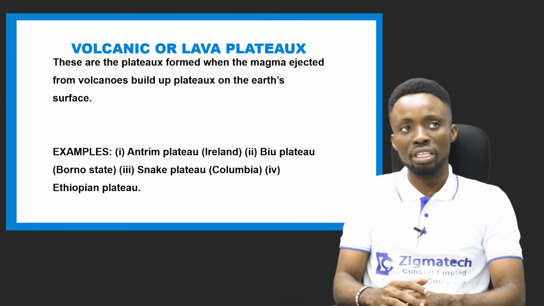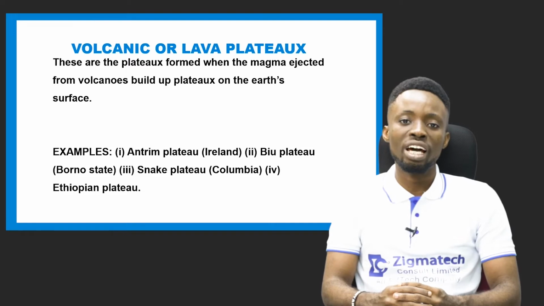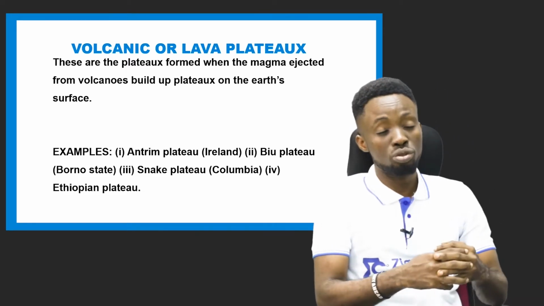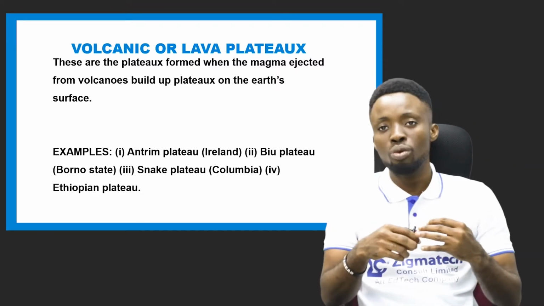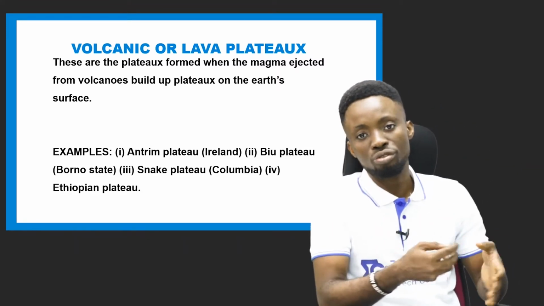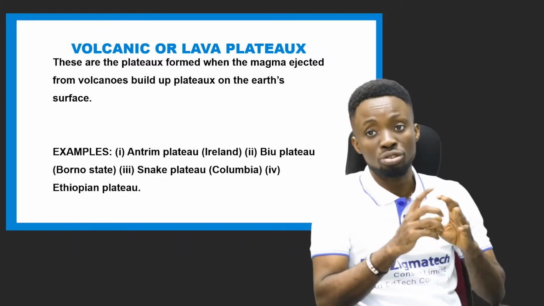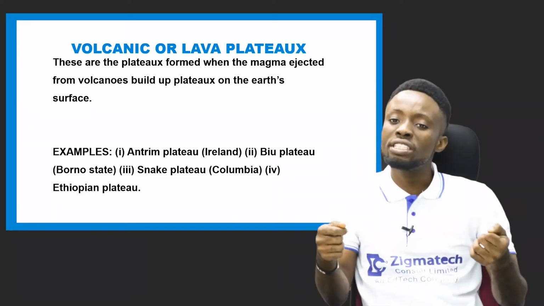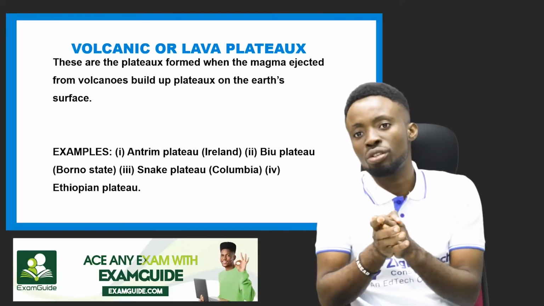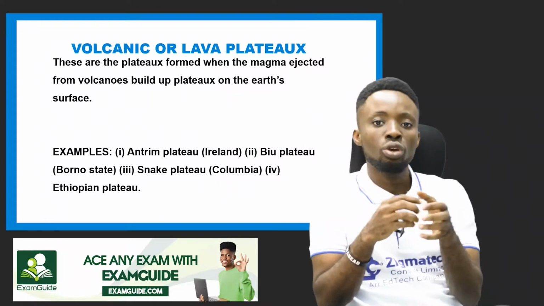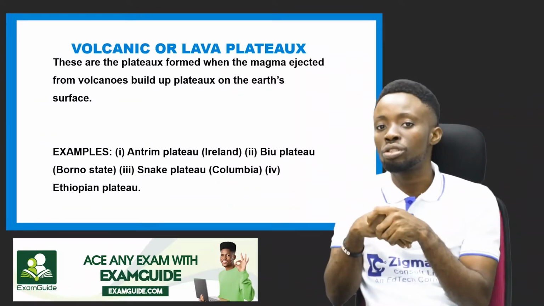So we look at the next type of plateau. The next one is called the volcanic or lava plateau. Now, as we all know, when we talk about volcanoes or lava, we're actually talking about the ejection of magma below the Earth's crust through a vent to the surface. Now, if this ejection is such that it gives rise to the formation of a tableland, we call such a plateau a volcanic or a lava plateau.